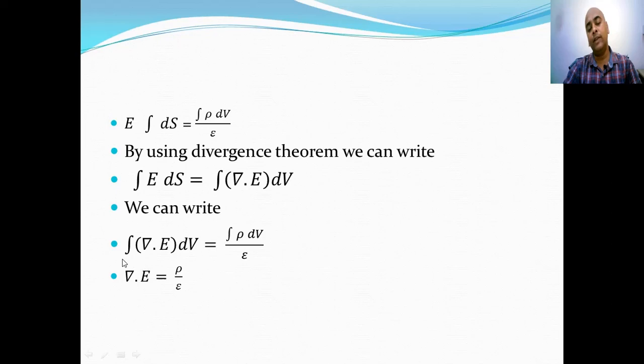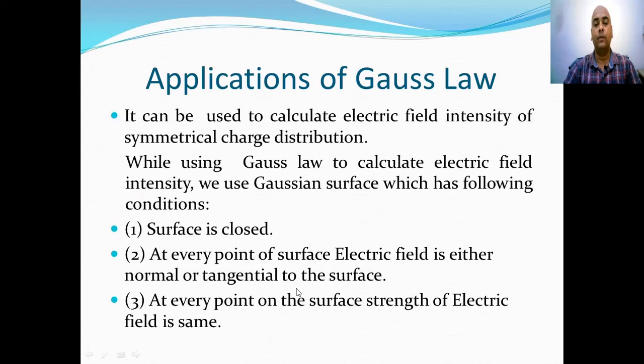So this equation, that is del dot E is equal to rho by epsilon naught, is also called Maxwell's first equation. After that, there are applications of Gauss law: for what purpose are we using it? It can be used to calculate the electrical field intensity of symmetrical charge distributions.